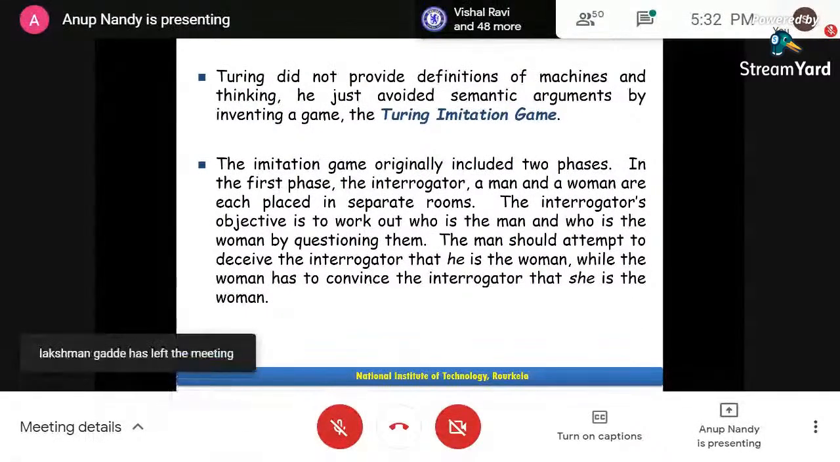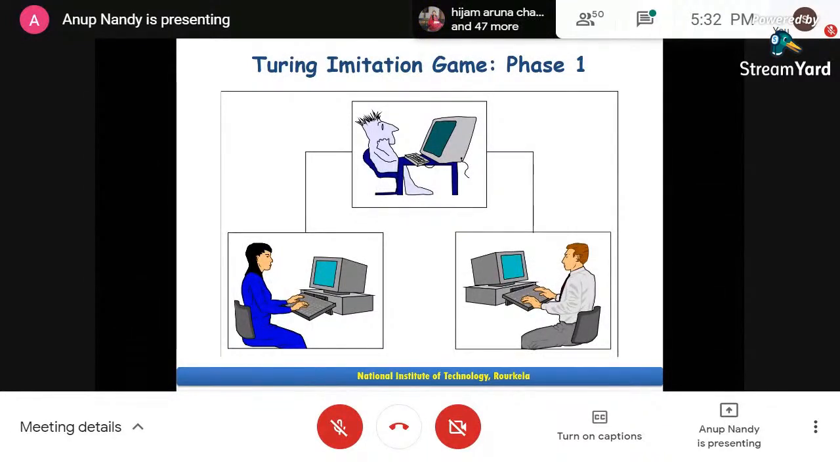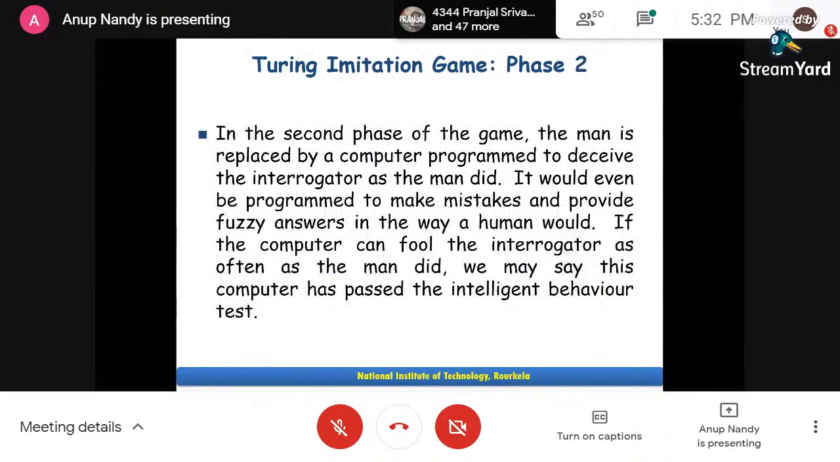So this is the Turing imitation game, a very popular game. That is phase one: there is an interrogator and three different rooms, and they communicate using text. After some time, in the second phase of the game, the man was replaced by a computer program.